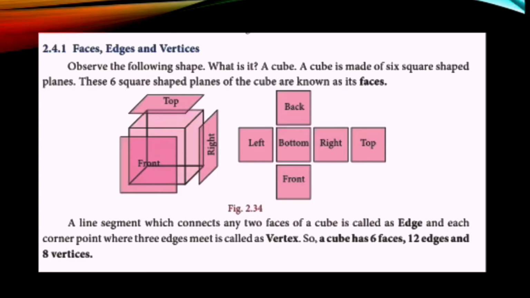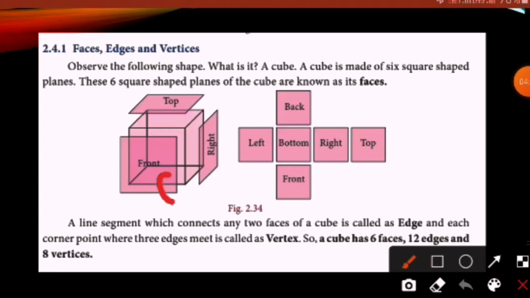A line segment which connects any 2 faces is known as an edge. And each corner point where 3 edges meet is known as a vertex. So from this picture we can say that a cube has 6 faces, 12 edges and 8 vertices.